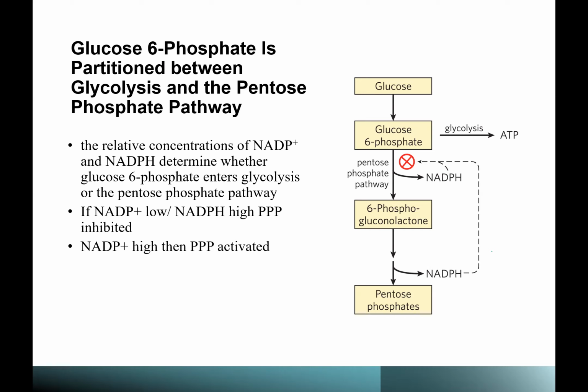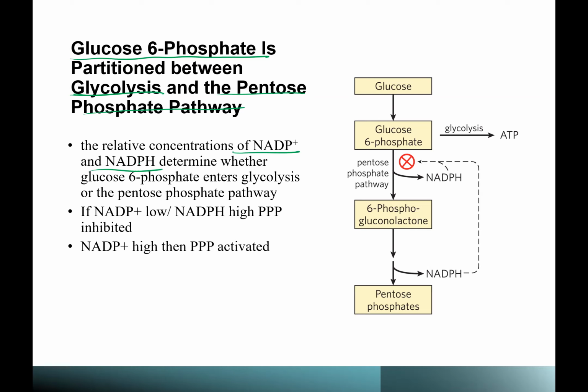So glucose 6-phosphate is partitioned between glycolysis, of course, we know glucose 6-phosphate is the first intermediate of the glycolytic pathway, right? And the pentose phosphate pathway. So why sometimes does glucose 6-phosphate go for glycolysis, and why in other situations is it directed to the pentose phosphate pathway? Well, one major consideration is relative concentrations of NADP plus and NADPH.